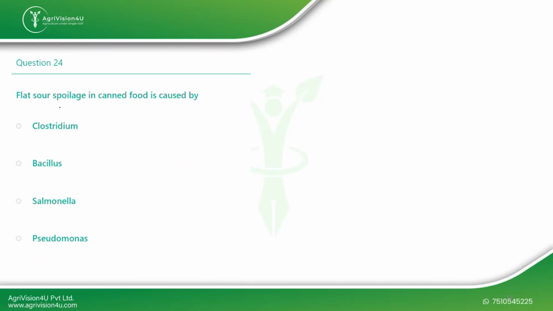Now, if you have the flat sour spoilage in the canned food, this is caused by what? In the canned food, canning is also known as appertization. Basically, in this process, you have to hermetically seal the can under aseptic conditions. Also, you will give a little bit of heat treatment, like you will pasteurize the juice so that your product will become microbe free. So if you have such type of spoilage in the can, that is the flat sour spoilage, this is caused by which microorganism?